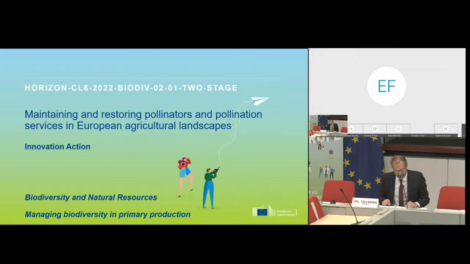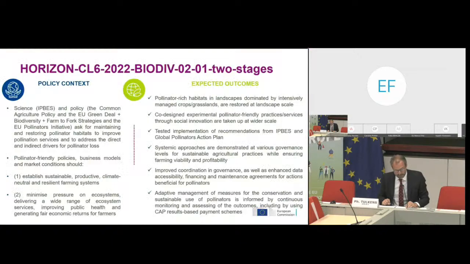We'll have three topics under the heading Managing Biodiversity in Primary Production, and we will after open the last Q&A session through Slido as before. For the first topic, we have Vujadin Kovacevic from DG Environment, who will present us a topic about pollinators and their services.